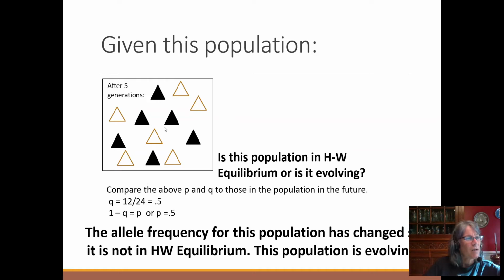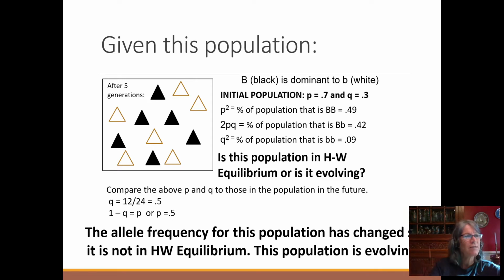Now let's look at this population after 5 generations. Is this population in Hardy-Weinberg equilibrium? Well, I would calculate those same values, my p and my q. So here's my q now. I have 2, 4, 6 individuals, so I have 12 lowercase b alleles out of 24 total. It's 0.5.